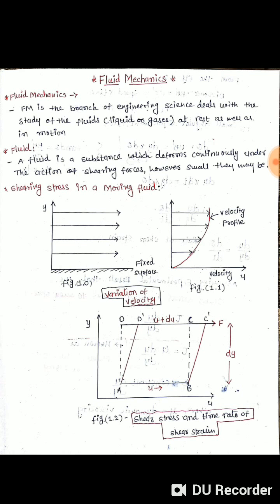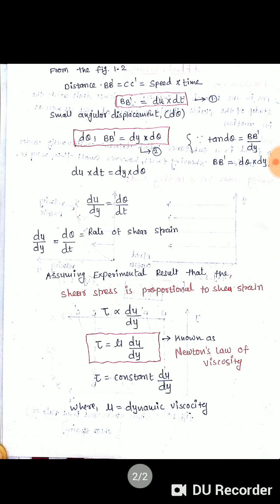First of all, we need to find the distance BB dash or CC dash. We can calculate it using speed and time. BB dash is equal to speed into time. The speed is equal to du, and the time is equal to dt, right?